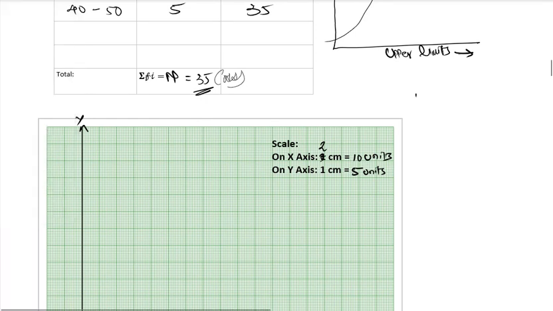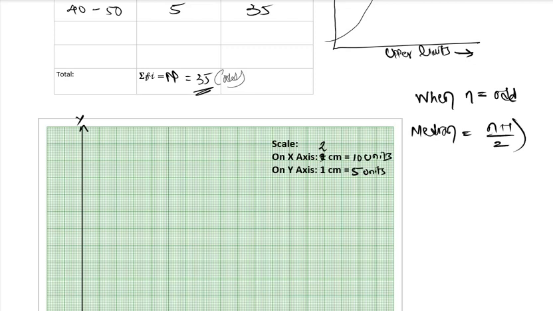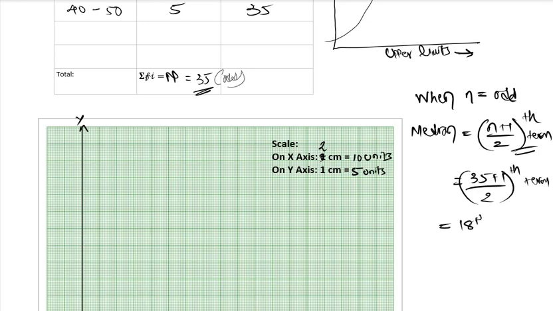So when n is odd, the median is the (n plus 1) by 2th term. Same formula for raw data, right? Median is the (n plus 1) by 2th term. That is (35 plus 1) by 2th term. 35 plus 1 is 36, by 2 is the 18th term. The 18th term will be the median, right?